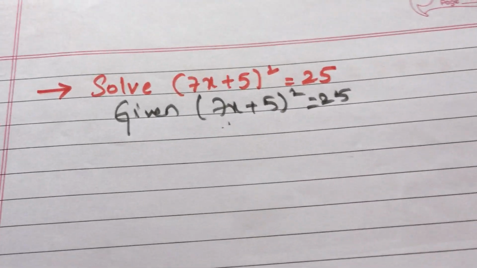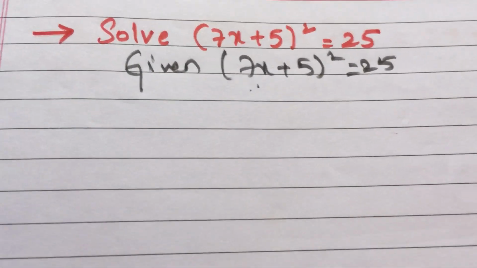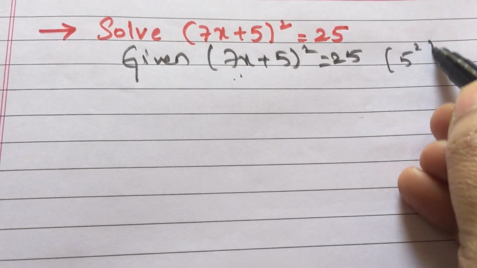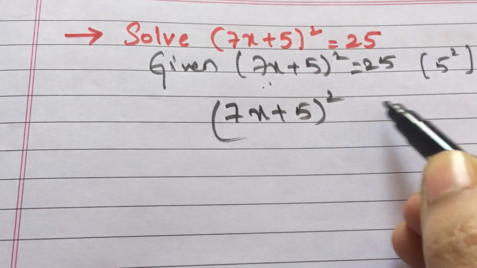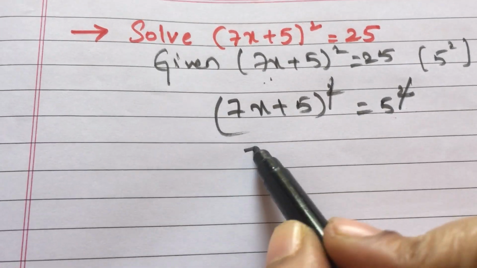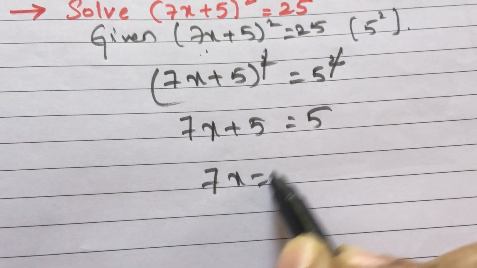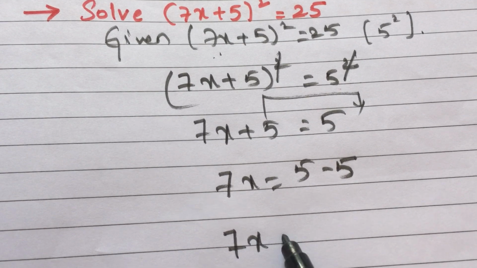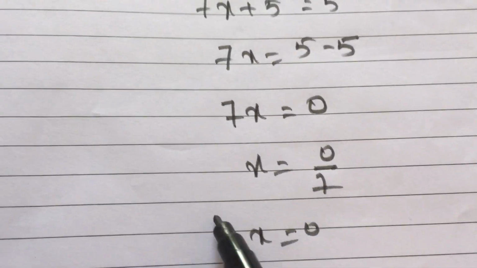You can do one simple thing: if you can make squares for the other side of the value, then it will be easy. 25 square is 5 square also, right? So just as simple as it can be done, it is equal to 5 square, same, right? So this square and this square get cancelled. So this becomes 7x plus 5 is equal to 5. So 7x is equal to 5 going this side, it becomes 5 minus 5. So that becomes 7x is equal to 0. x is equal to 0 by 7. That means x is 0.